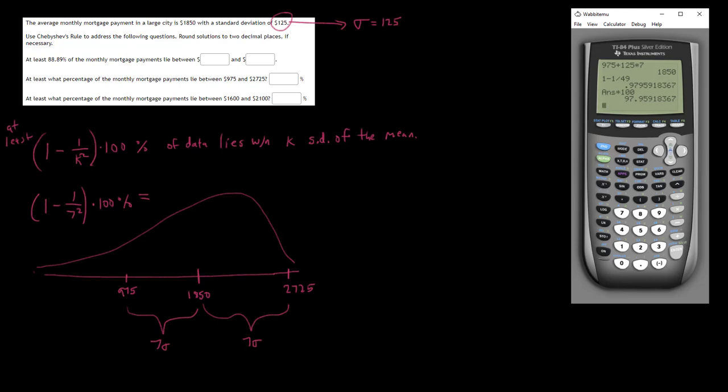So we're going to say 97.96%. Okay, so that's the at least 97.96% of the data lies between $975 and $2,725. Okay, now let's do the third question.